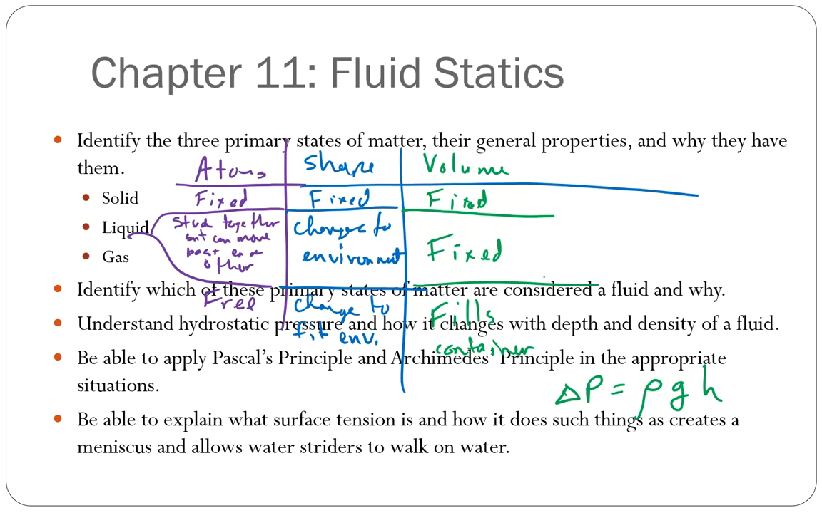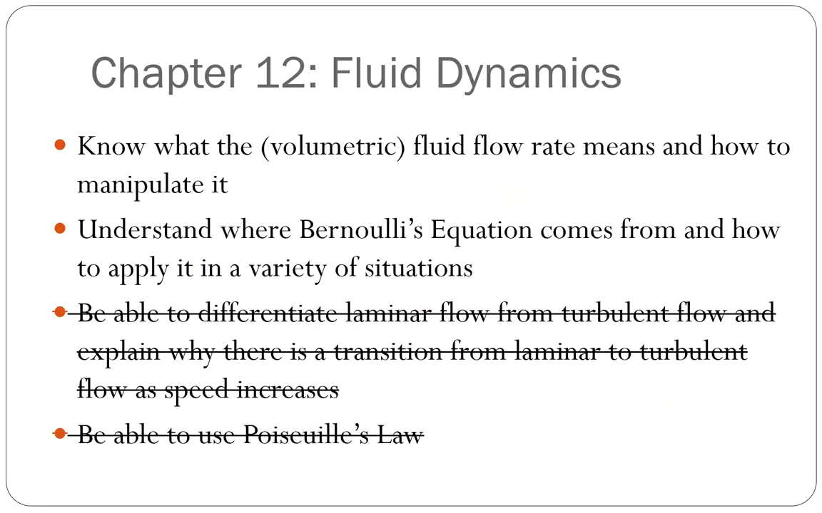And make sure you can explain what surface tension is and how it does things like create a meniscus or allow water striders to walk on water. You're not going to do a calculational problem with surface tension, but you need to be able to explain cohesion and adhesion. It's the cohesion between molecules. The adhesion makes a meniscus. Make sure you have that down.